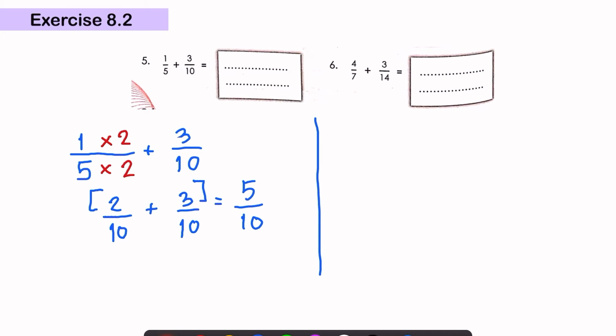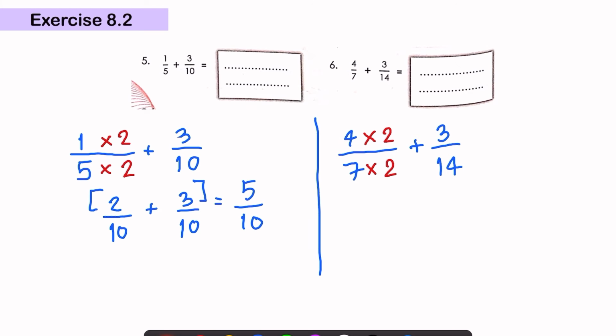Now let's see question number 6. We have 4 over 7 plus 3 over 14. Okay, step number 1, check the denominator first, and then you can see that they are not equal. Now we need to make them equal by multiplying. I need to multiply 7 by 2, right? So I can get 14. When I multiply 7 by 2, I need to multiply 4 by the same number.